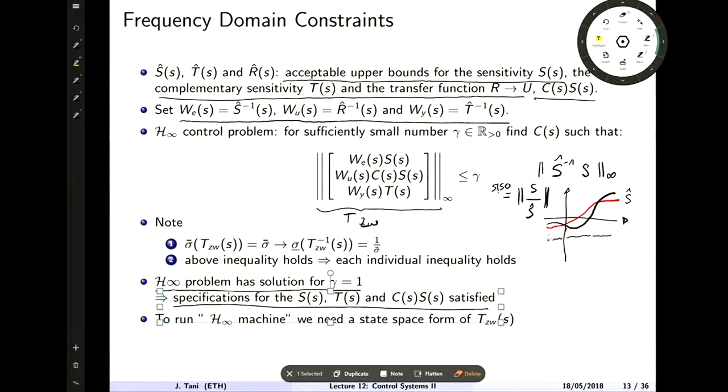Yes, so the boundary is always 1 because we compare the actual transfer function with an upper bound, right? Like the gamma which is smaller than 1. The solution still satisfies the specification, right? Yes, exactly. The H infinity solution for gamma can be smaller, absolutely. As long as it's smaller, it's fine.